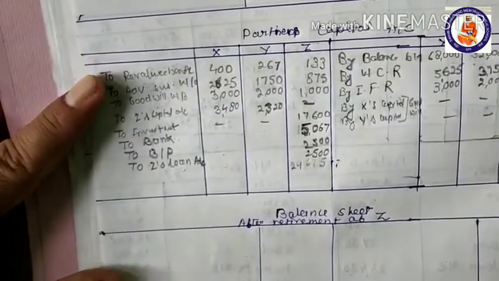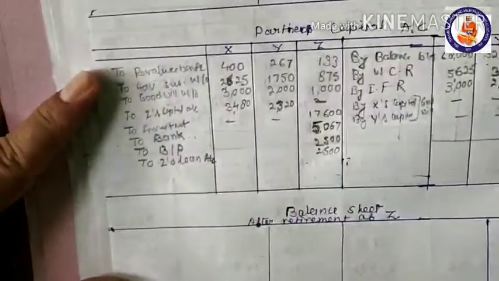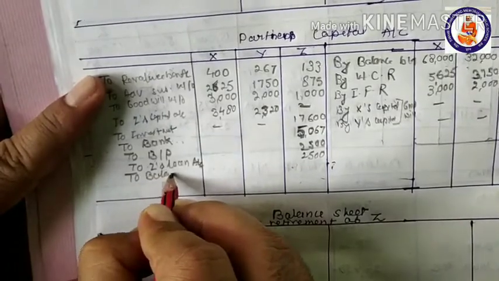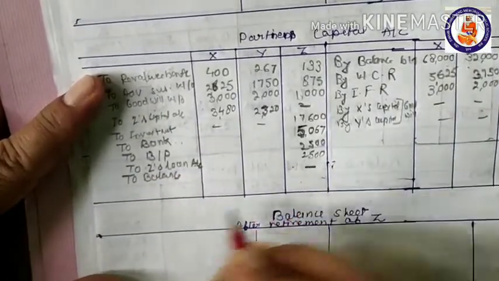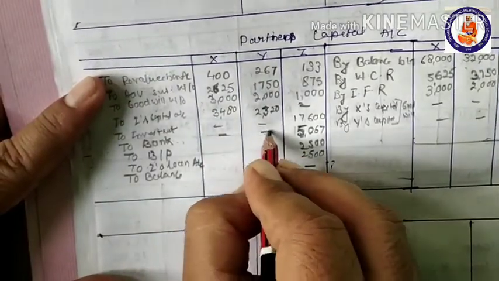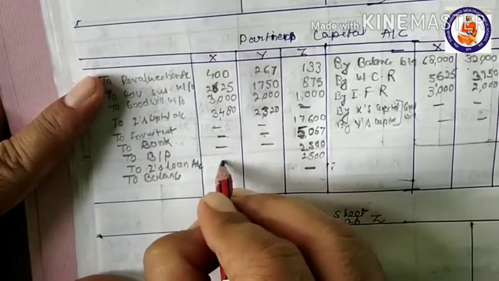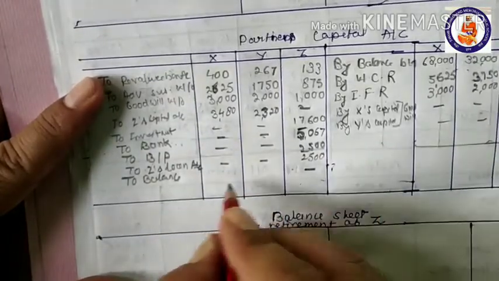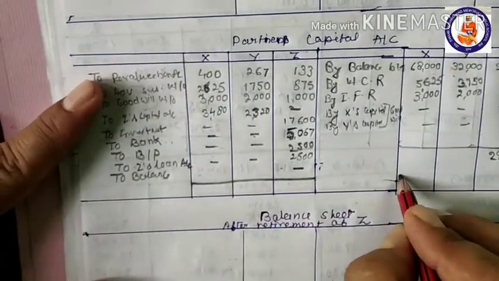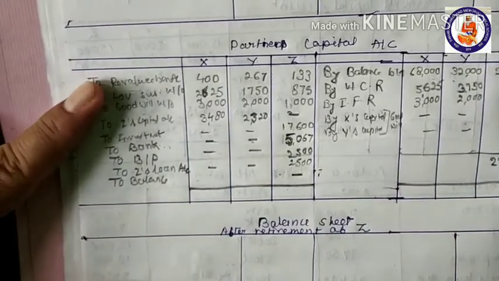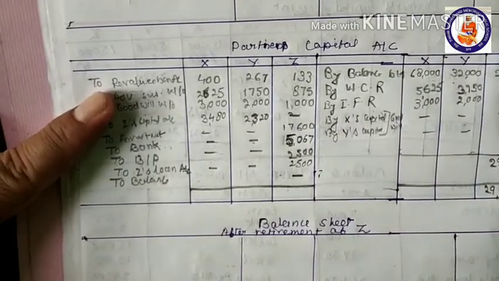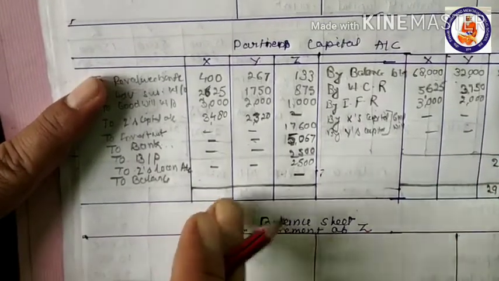Okay, and now we'll take the balance of partners. So it is to bank, to BP, to Z's loan, and now we'll take the balance here, and then here we will put the total, 29,675. Now I'll make the total of this and then take the balance.